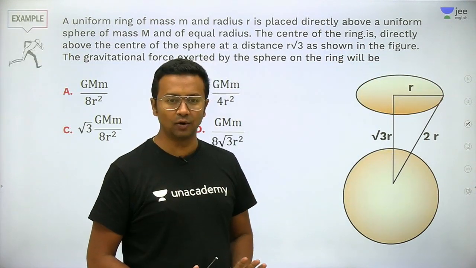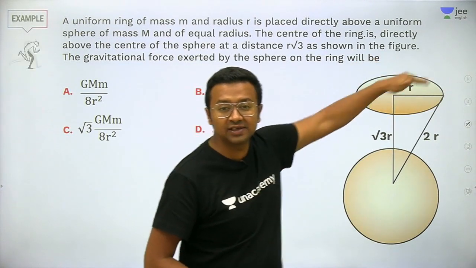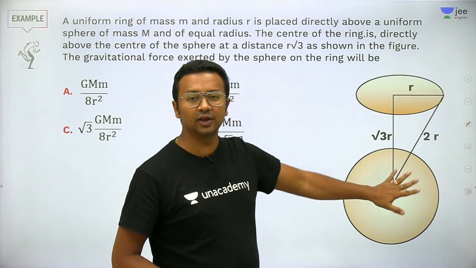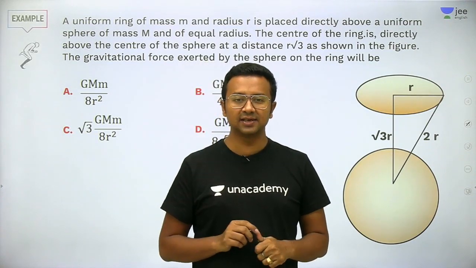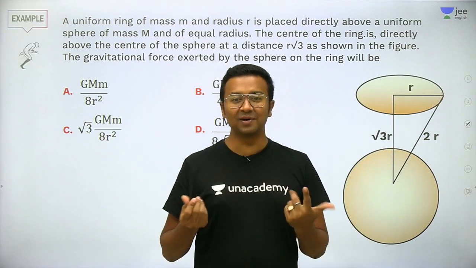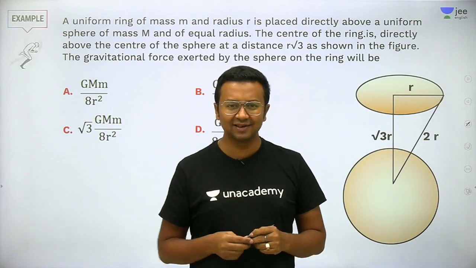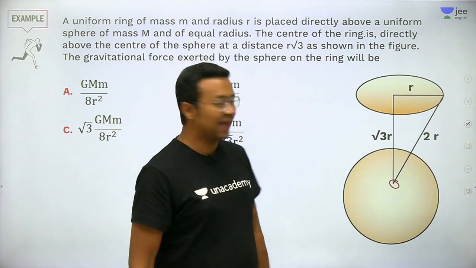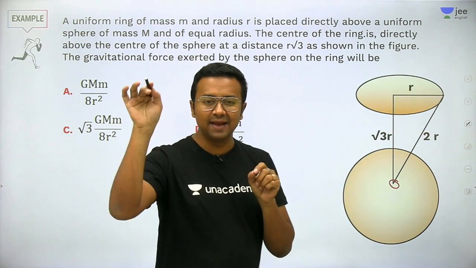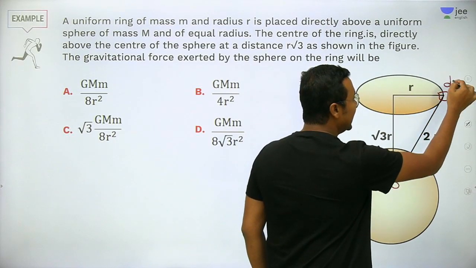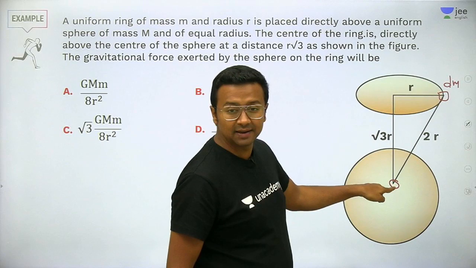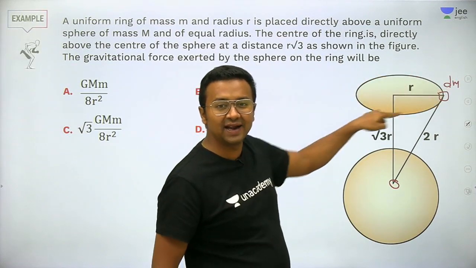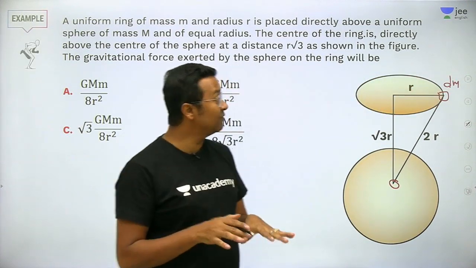That is also very simple, because all you need to do is find out the field due to this ring at this particular point, and you multiply it with the mass of the sphere, you will get your answer. There are actually 2 ways to do this question. The other way is a little more challenging, but it is easy. You can consider the point mass to be here, and then take small elements on the ring, say each has a mass of dm, find out the force between the mass of this sphere and this dm, and you integrate it over the entire ring. 2 ways, but I find which way is easier.